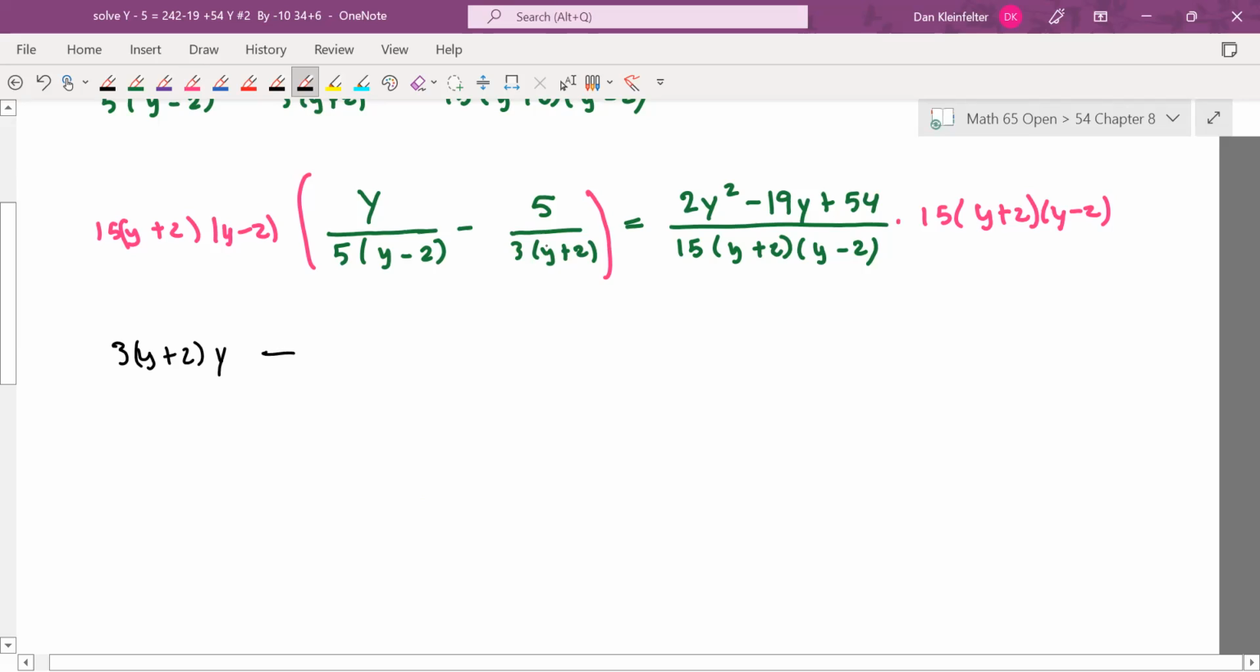Okay, and then in the back, 3 divides into 15 5 times. 5 times the 5 that is already there makes 25. The y plus 2's are canceled, but the y minus 2's are left.